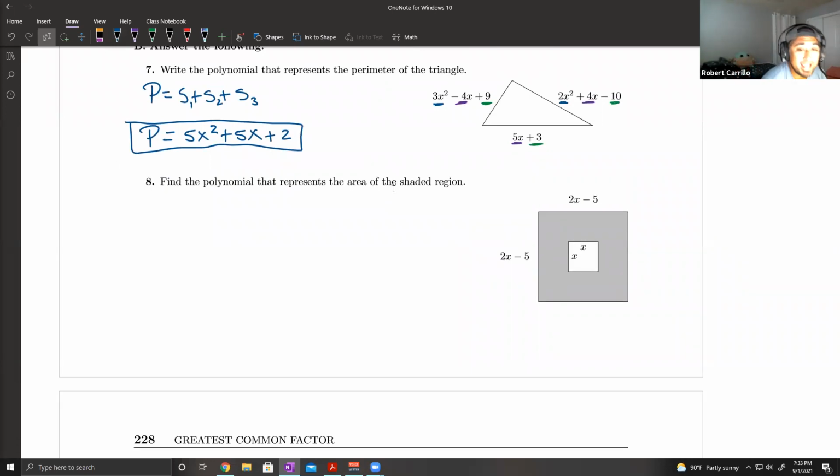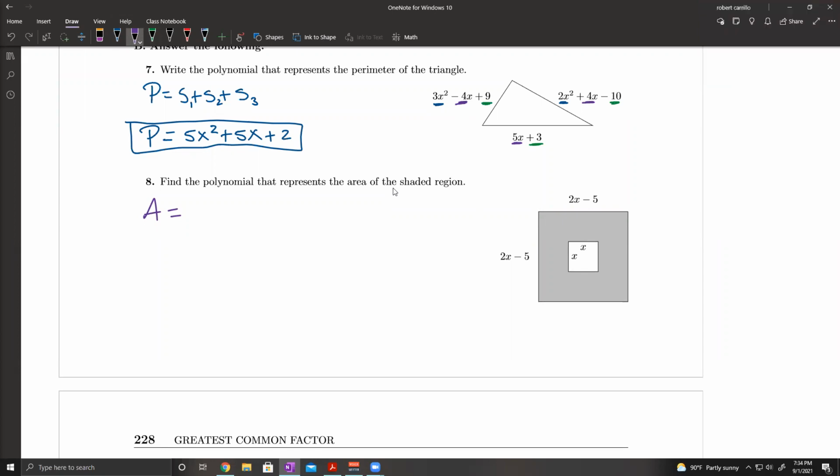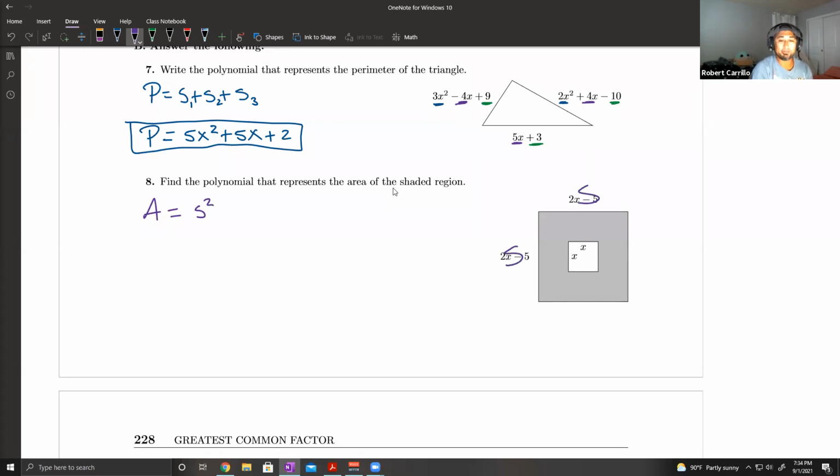Find the polynomial that represents the area of the shaded region. For this one, we need to know the formula for the area of a square. So somebody find me the formula for the area of a square. Length times width times height? That would be volume. But good. It's been a while, it's okay. What formula did it give you on Google? A equals A squared. I hate using the same letter, so I'm just going to say A equals S squared. Basically, area is side times side, and side times side would be S squared.